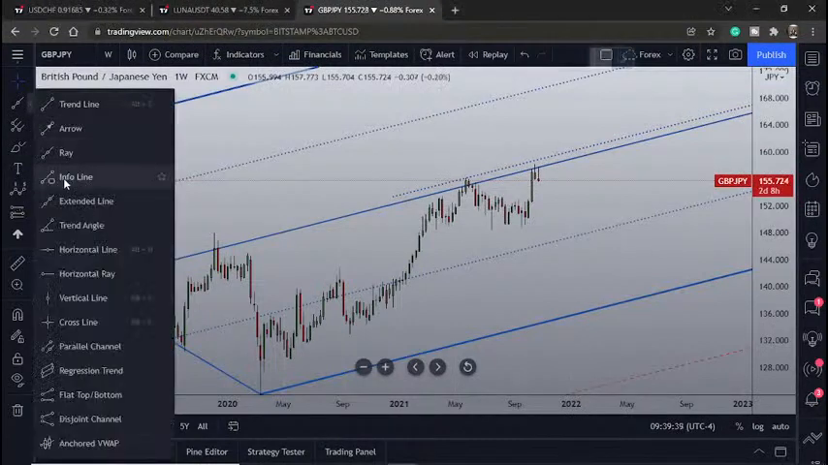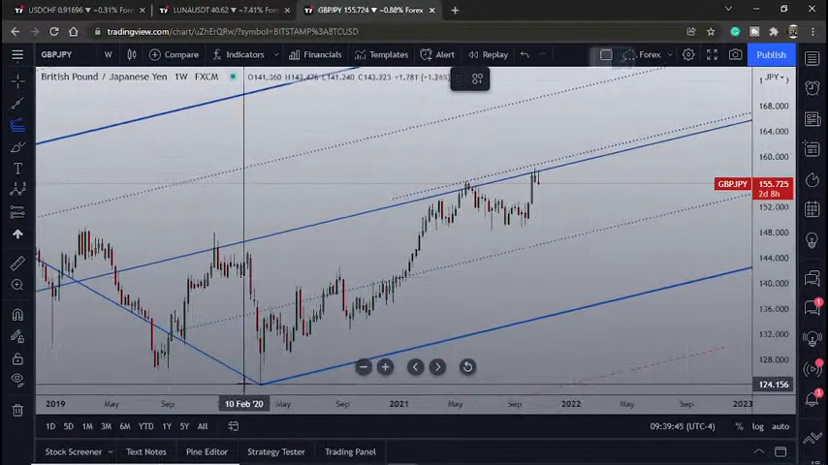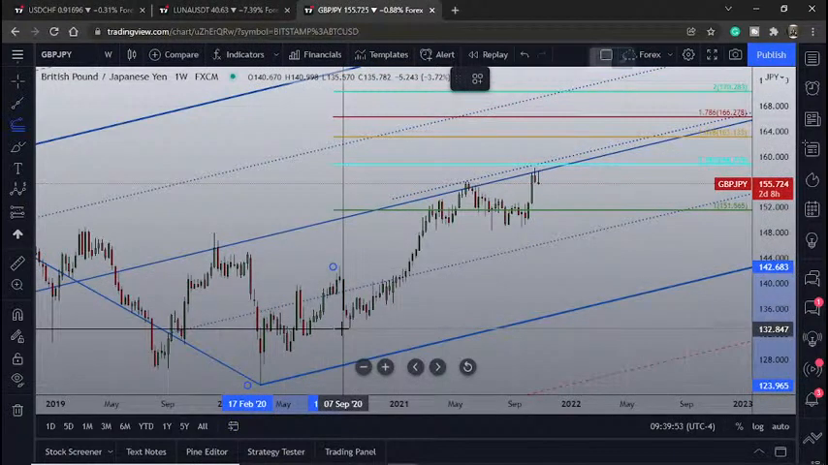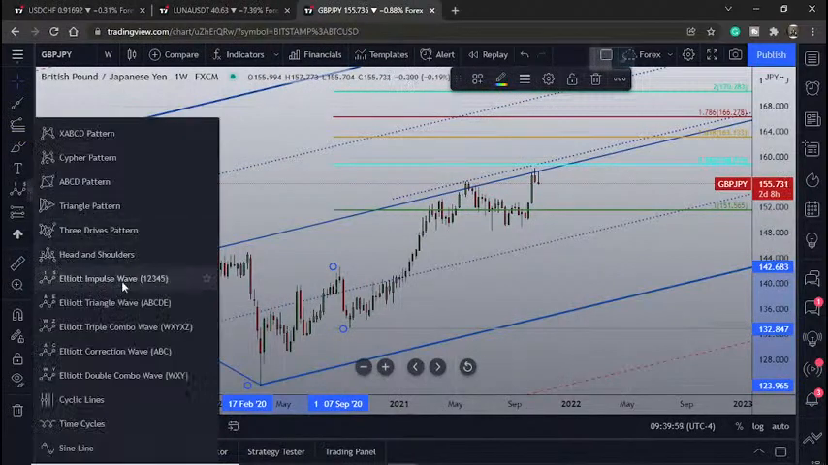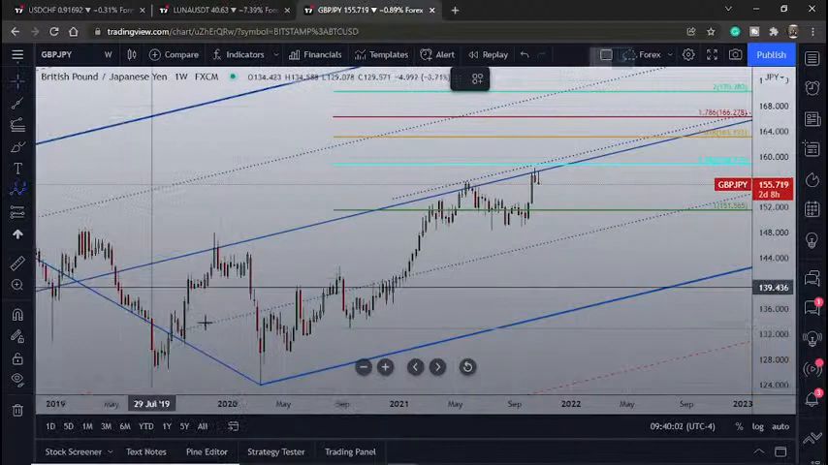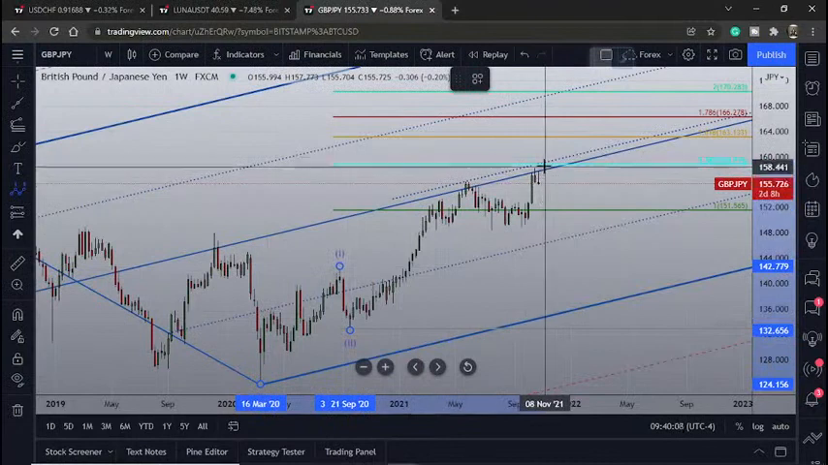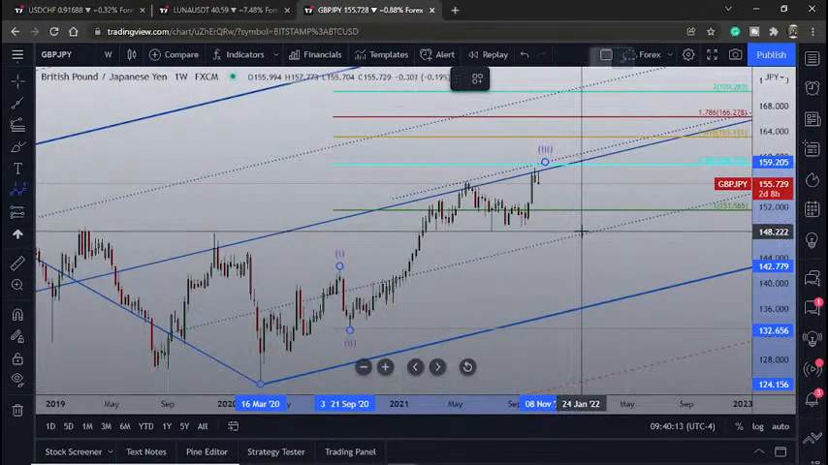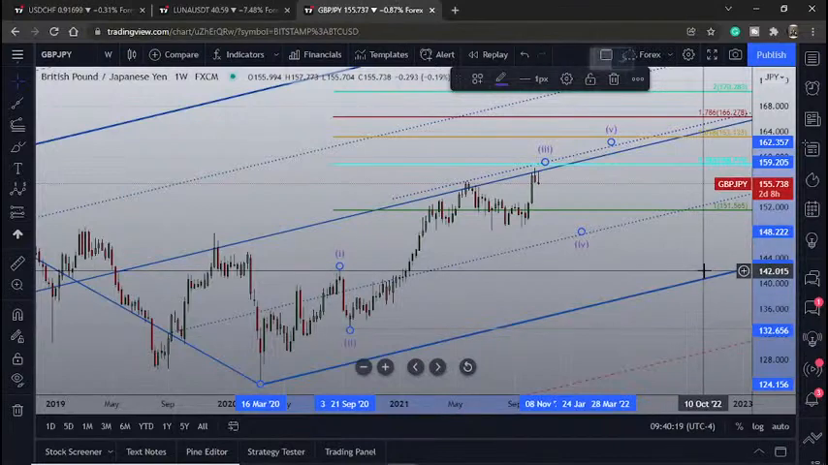Let me do some fib work here. Extensions. This does look like a leading diagonal. Yep. See, we're not quite there on the 1.382, which is typically a third wave extension, if this is a leading diagonal. We could still make it a little 3 there, still possible, then potentially come down in a 4. It could take a while. Go up in a 5th, then come down, and then at a later stage go up again.